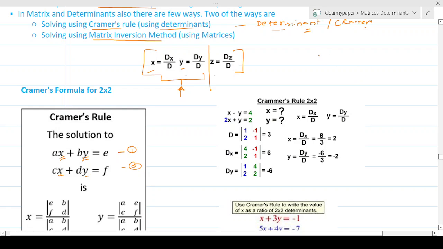In essence, the value of x and y, or maybe z, if you're going to solve for three equations and three unknowns, is going to be given by a ratio of two determinants. There's going to be a determinant in the numerator and a determinant in the denominator. The determinant in the denominator is going to be the same across all the variables. So we don't have to worry about that, and I'll come to what it is. So this dx over d or dy over d is nothing but a ratio of two determinants.